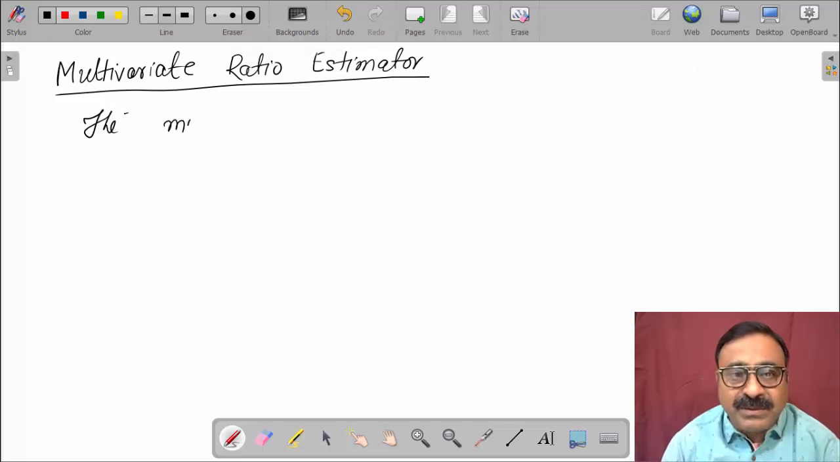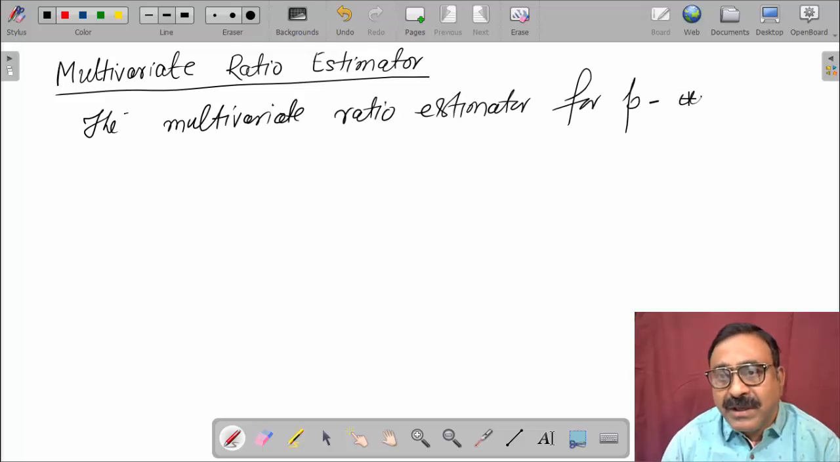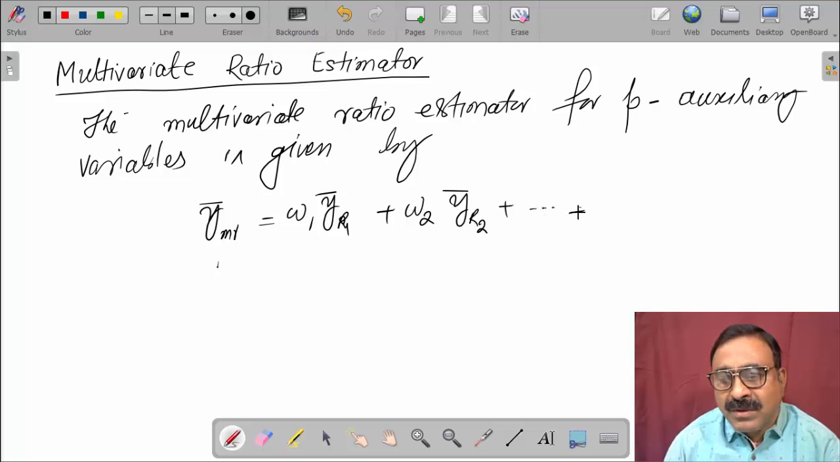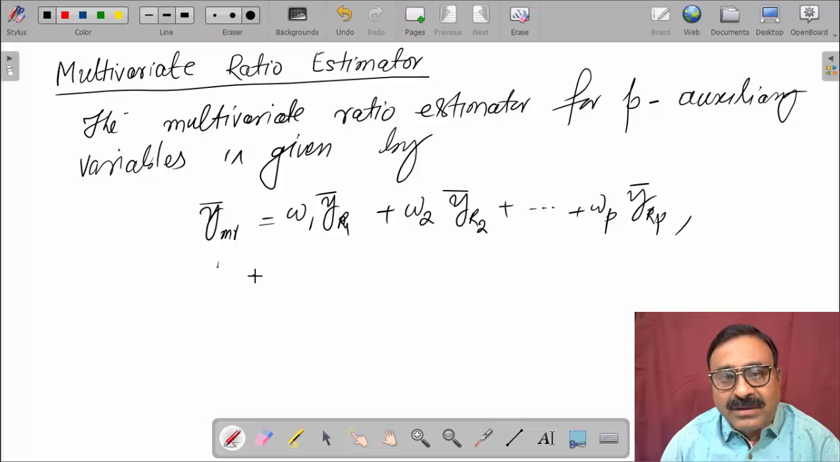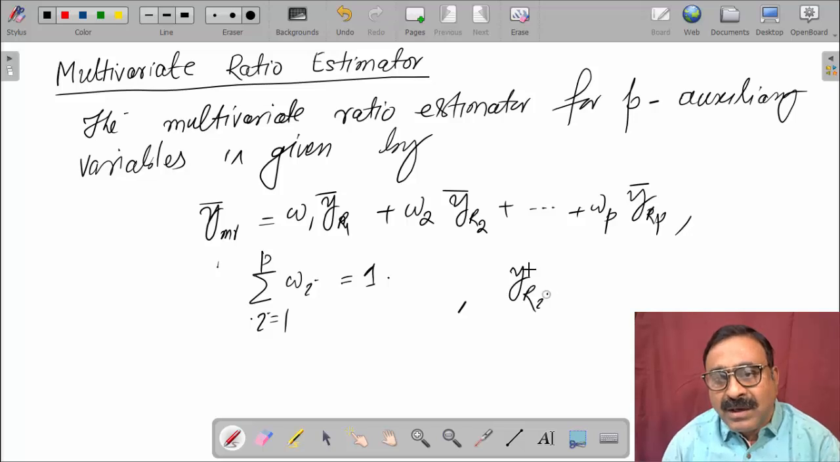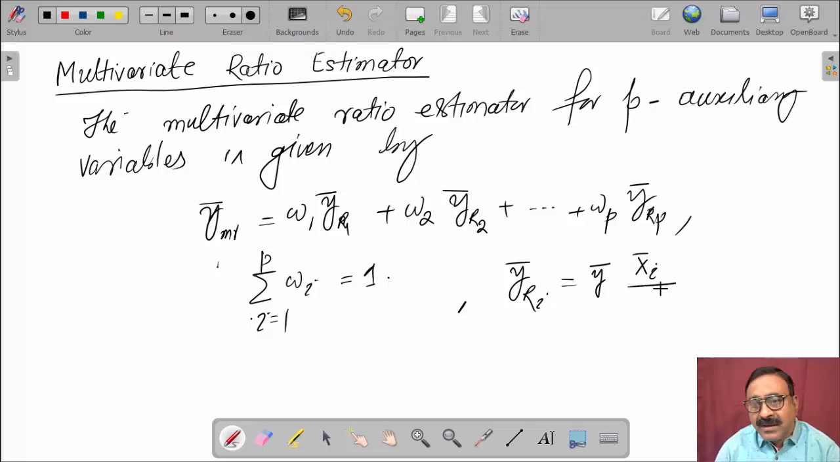So, the multivariate ratio estimator for p auxiliary variables is given by y-mr bar, that is equal to w1 yr1 bar plus w2 yr2 bar plus, and so on, up to wp yrp bar, where summation i equal to 1 to p wi equals 1, and yri bar equals y bar into xi bar by xi bar, i equal to 1 to p.